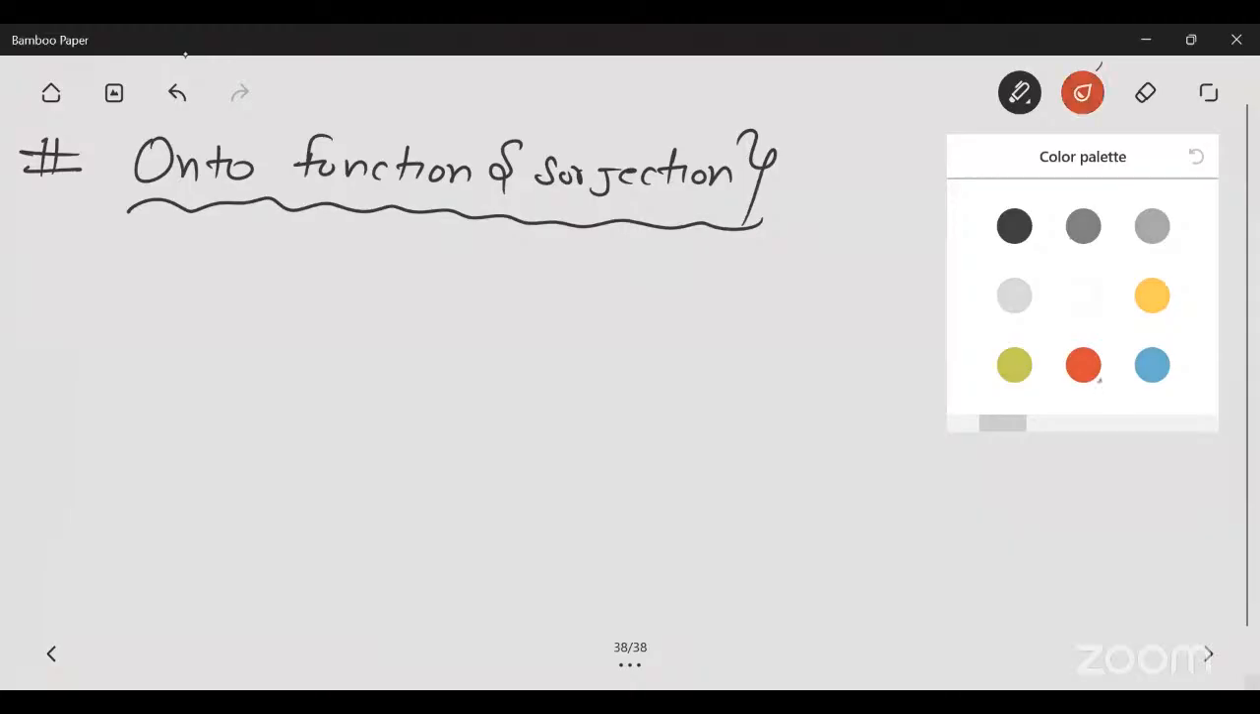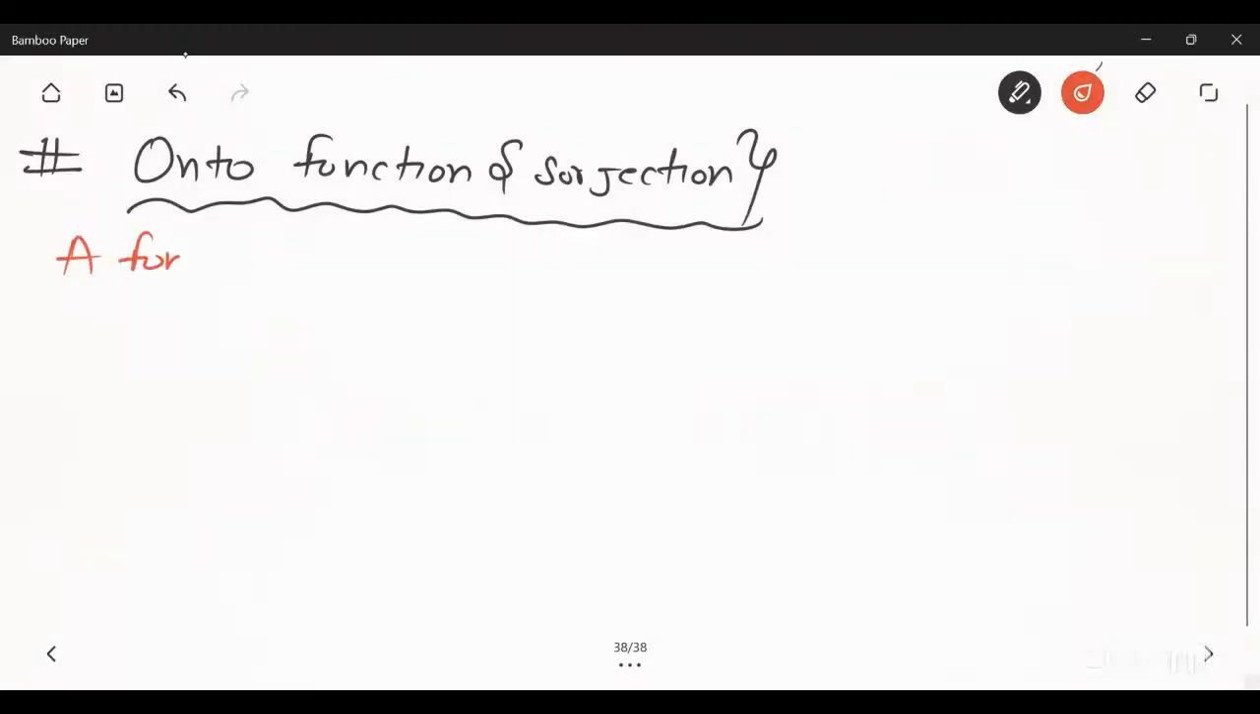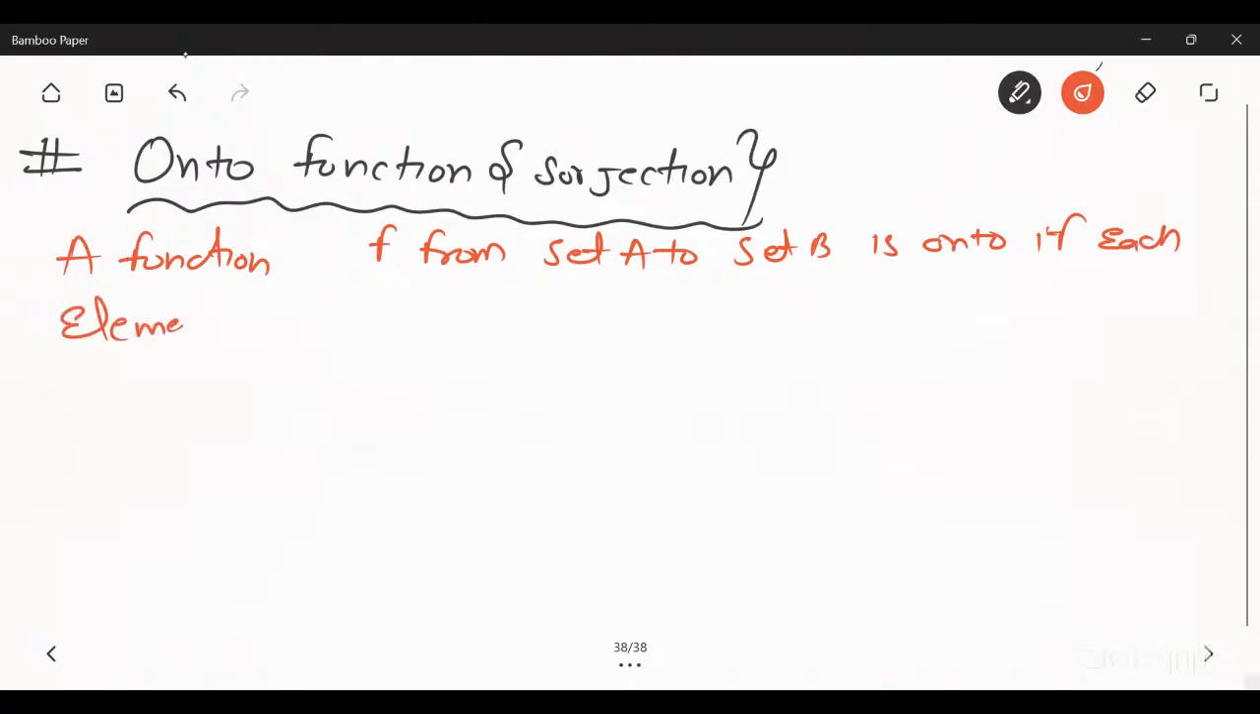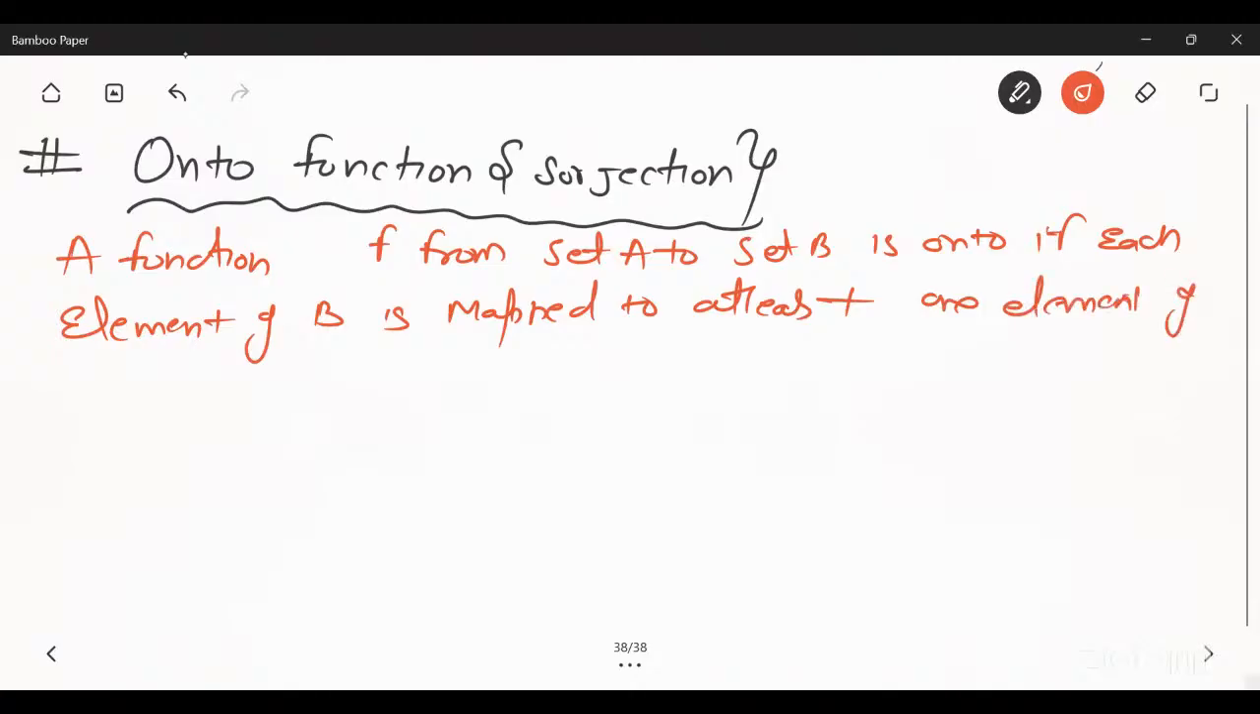A function f from set A to B is said to be onto if each element of B is mapped to at least one element of A, or you can say that the range of f is equal to the codomain of f.